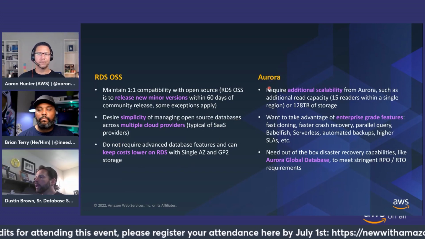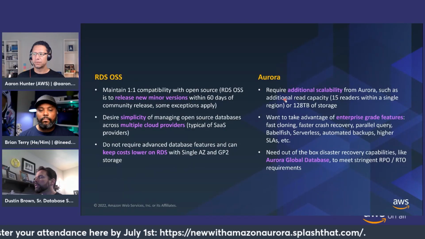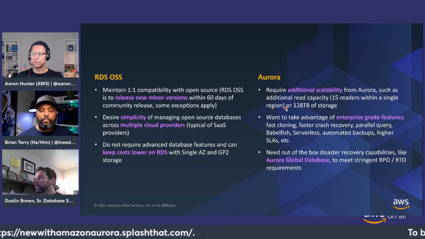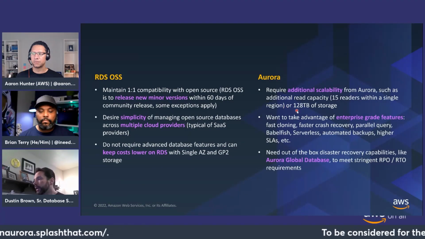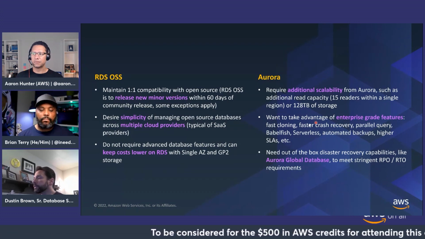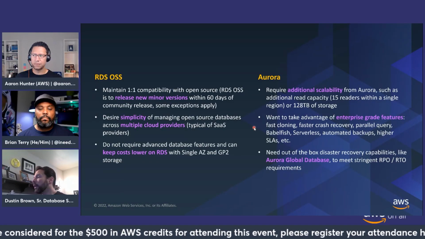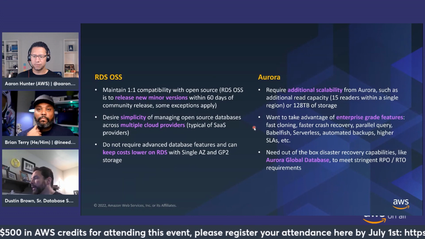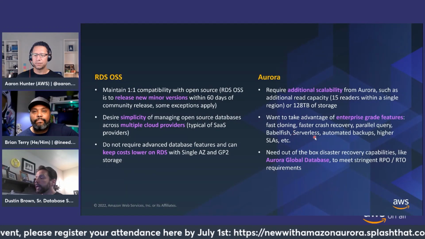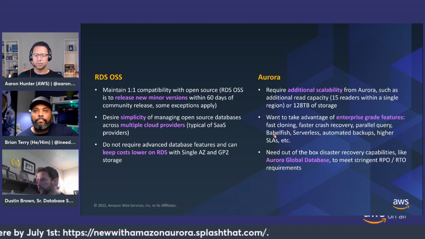With Aurora, it's for customers who require additional scalability, such as the possibility of needing to read from up to 15 readers within a single region, or being able to scale up to 128 terabytes of storage. You want to take advantage of enterprise-grade features such as fast cloning, fast crash recovery, parallel query, serverless technology, automated backups, higher SLAs, etc. Serverless technologies is something that Jared's going to be talking about in the next session or two. And so we'll talk about Aurora Serverless then.